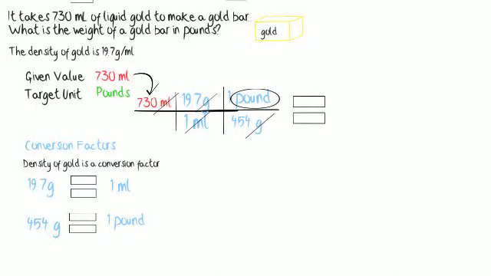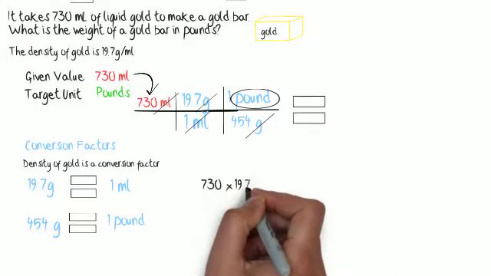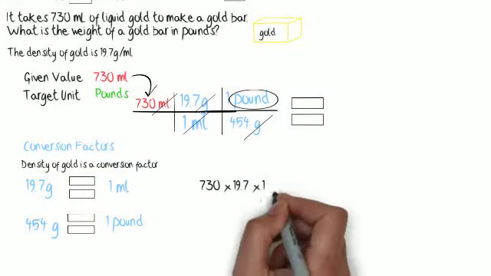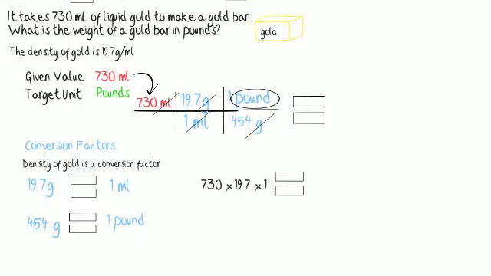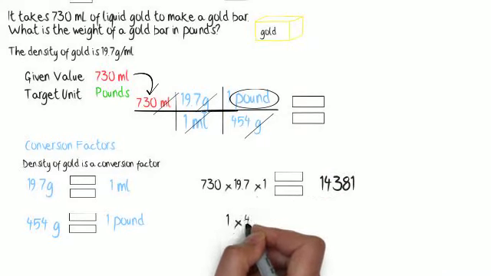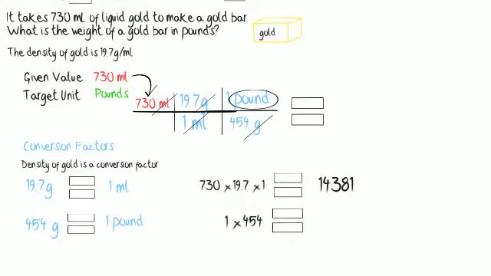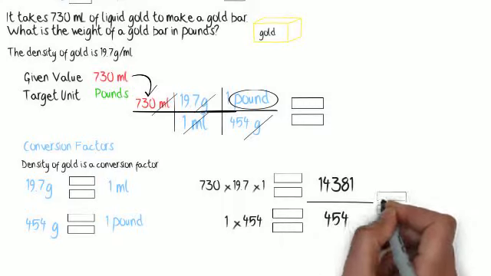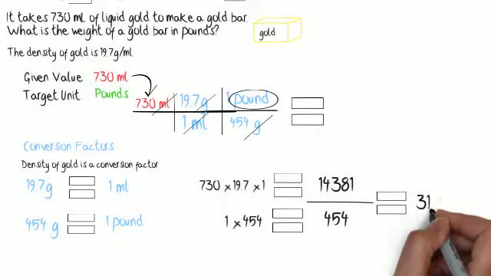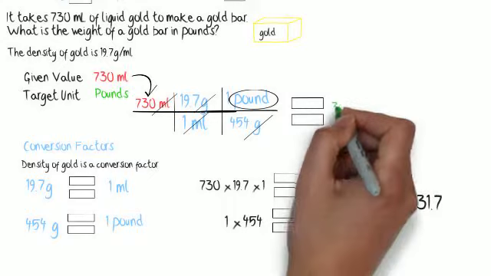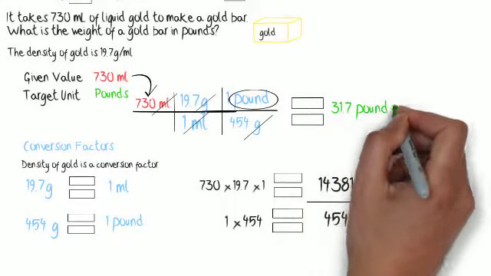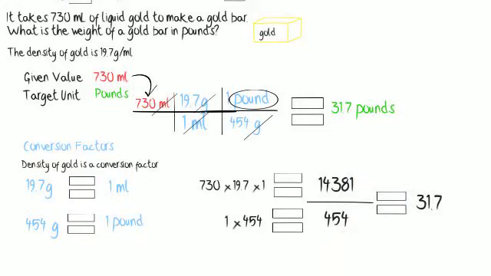To solve it, we multiply all the numbers across the top, 730 times 19.7 times 1, and we get 14,381. We multiply the numbers across the bottom, 1 times 454, and we get 454. So now we have a fraction, and we divide the fraction. 14,381 divided by 454 gives us 31.7. So it's 31.7 pounds for this gold bar.